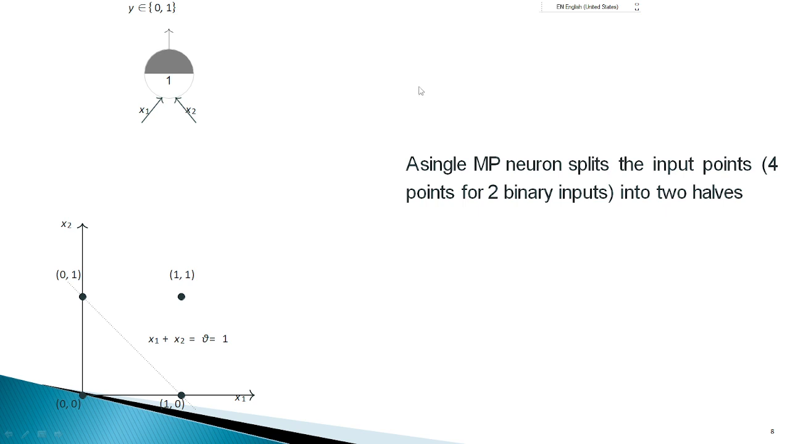So 0, 0 is one set. 0, 0 yields the output 0, and all other inputs, 0, 1, 1, 0 and 1, 1, yield the output 1. So this forms one group, and 0, 0 alone forms another group. You can draw a line here. Anything on this line or above this line will yield 1. Any input below this line yields 0. So MP neurons split the input points into two halves. We are able to find a line, so this is linearly separable.